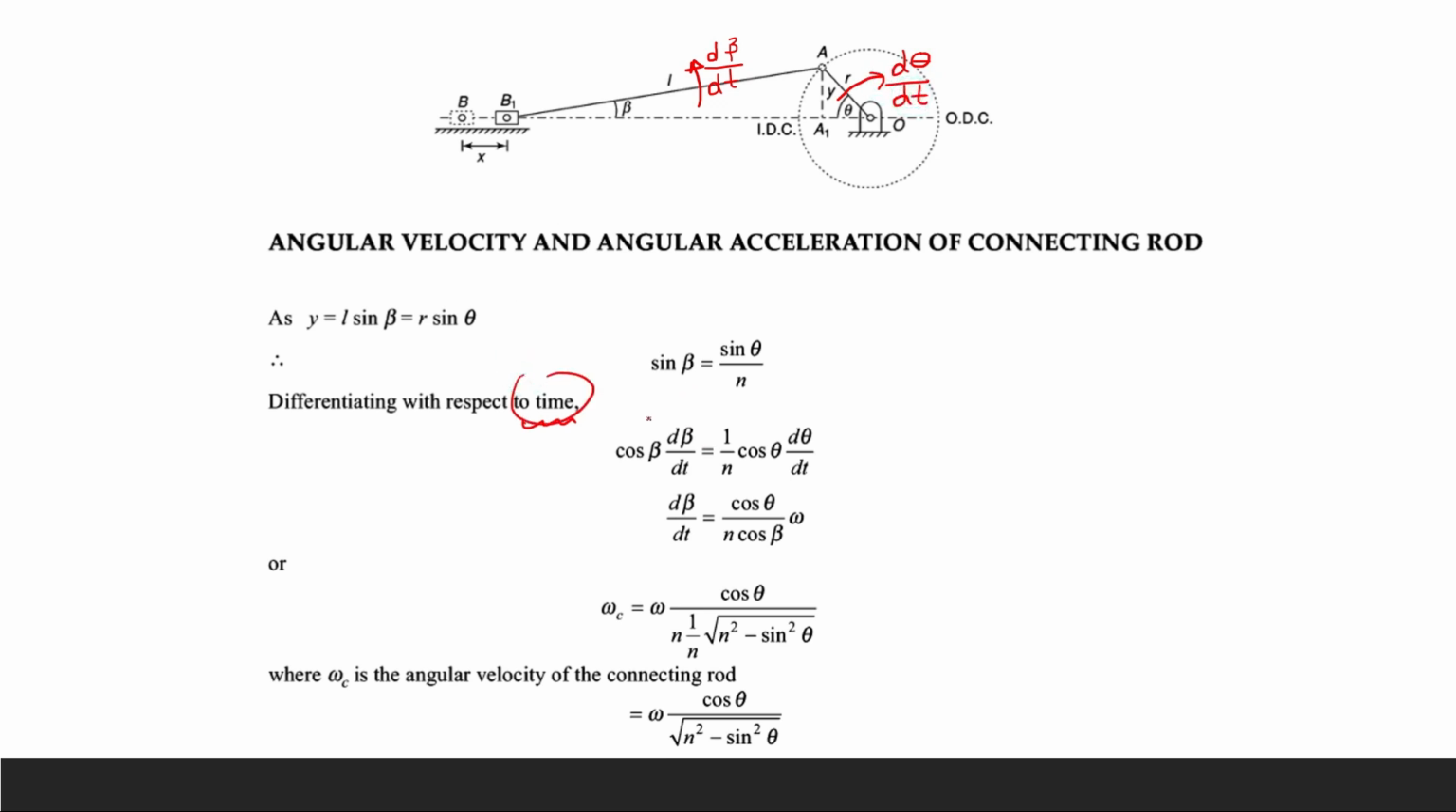So sin beta का differentiation cos beta and beta का d beta by dt, 1 by n constant बाहर आ जाएगा, sin theta becomes cos theta d theta by dt. Now I can write here d beta by dt, and d theta by dt is nothing but the angular velocity of the crank, and d beta by dt is nothing but the angular velocity of the connecting rod. So here you can see omega c and omega. Okay, now cos theta here and cos beta, you divide, 1 by n was already there.